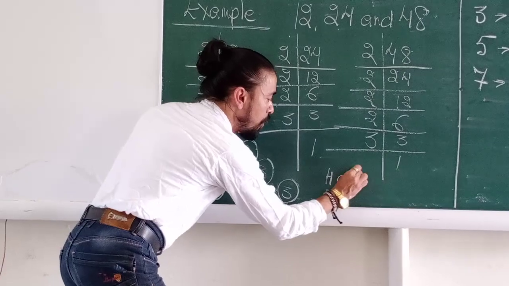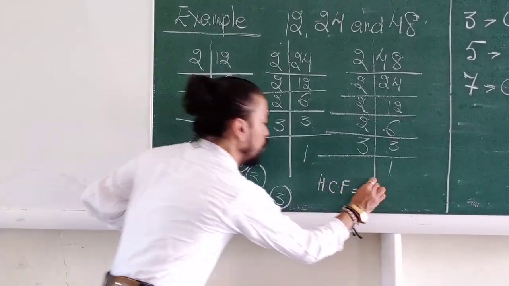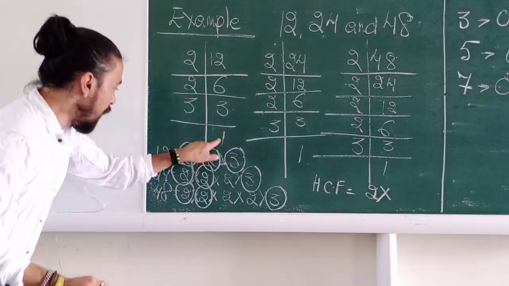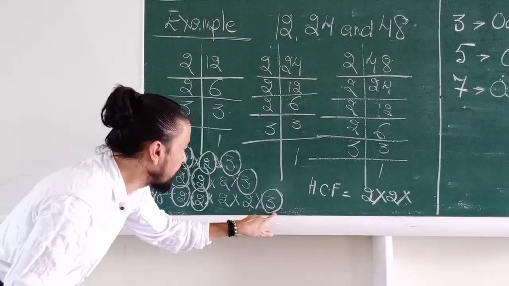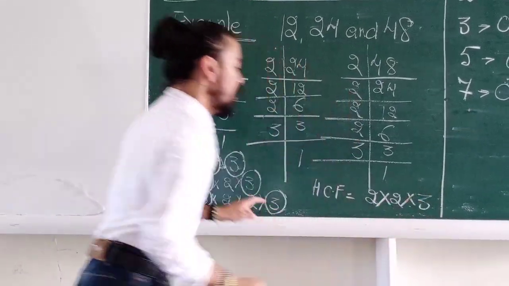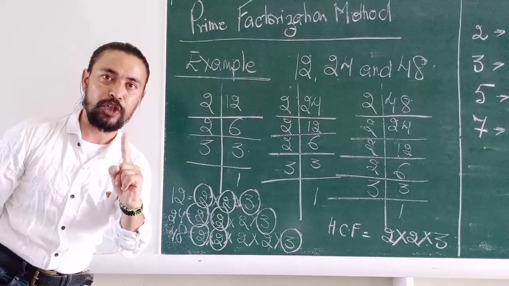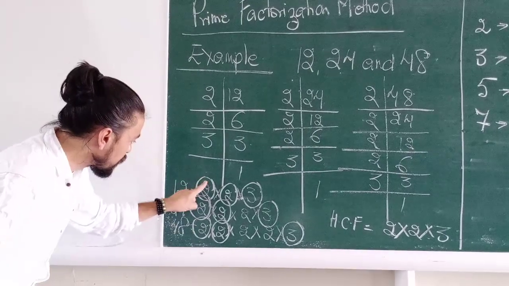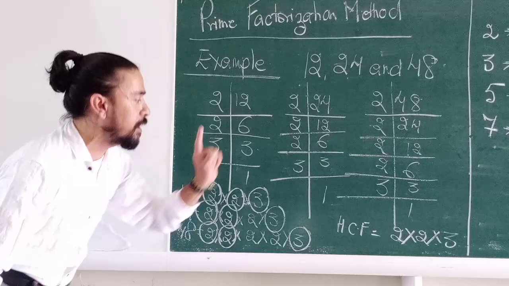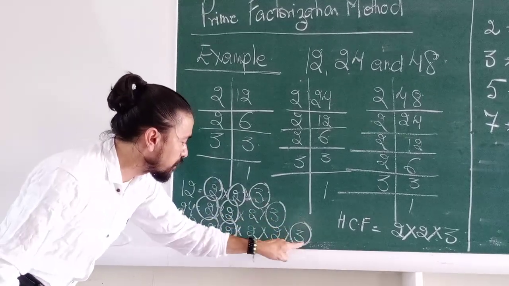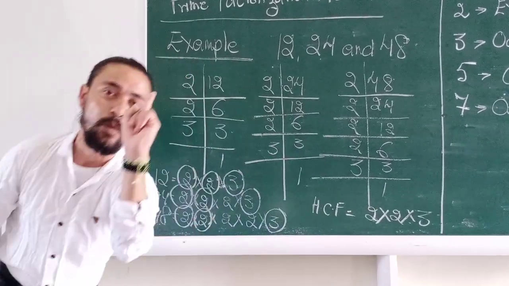HCF is equal to only taking the common numbers once. One set of 2, 2 into another set of 2 into 2, and one set of 3, only 3. So each set has to be taken only once. Remember children, each set, 2 is common here, 2 is common here, 2 is common here, 1 2. 2 is common here, 2 is common here, 2 is common here, another 2. 3 is common here, 3 is common here, 3 is common here, 1 3. So only one set has to be written only once.